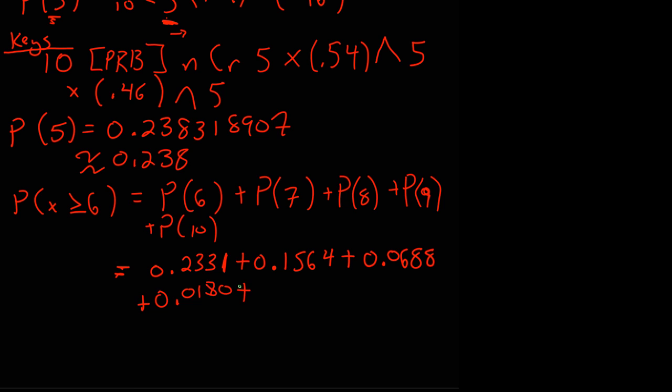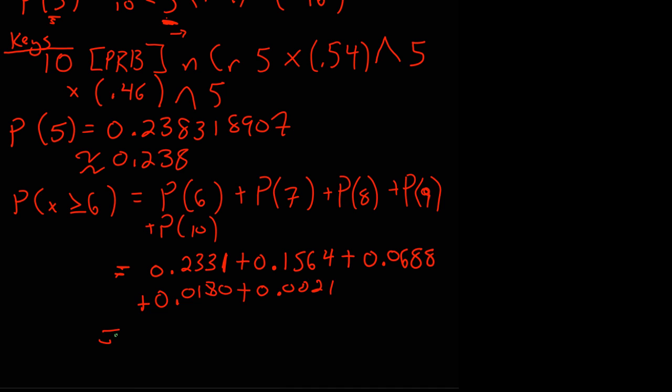And then for 10, I'm going to do 10 NCR 10 times 0.54 to the 10th times 0.46 to the 0th. And that's going to give me 0.0021.